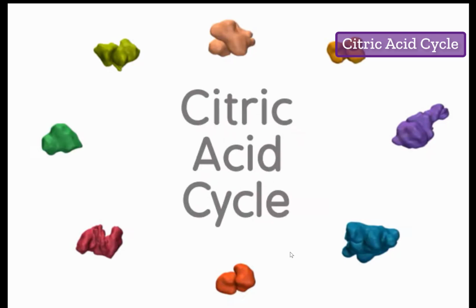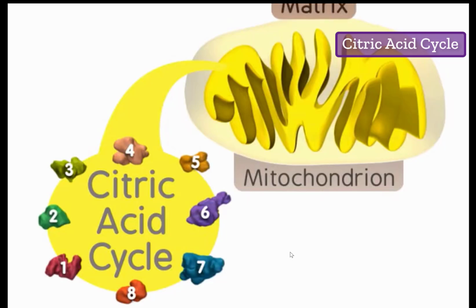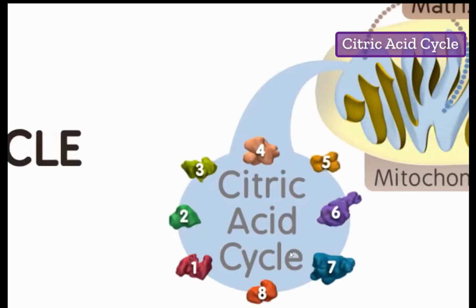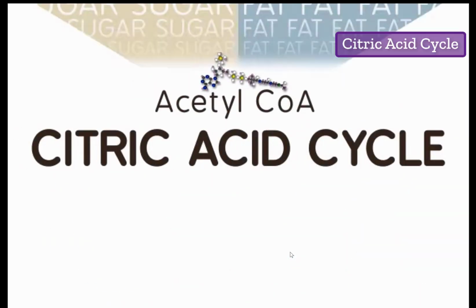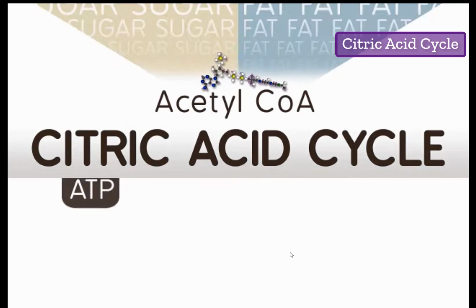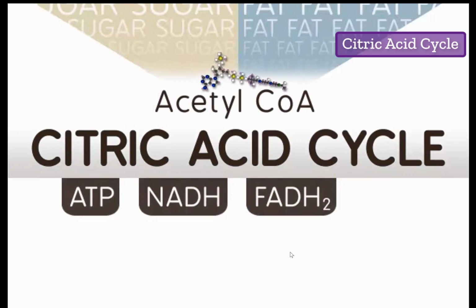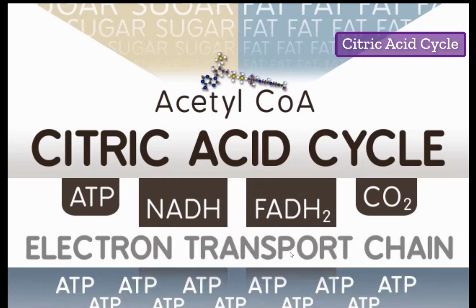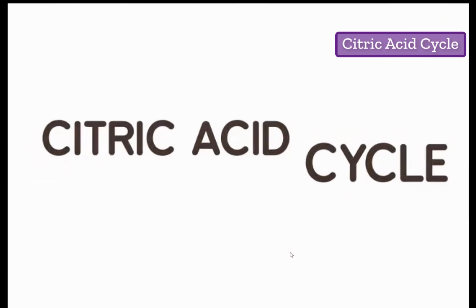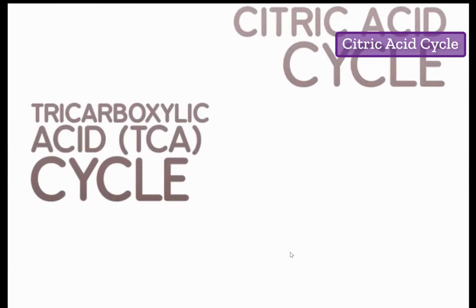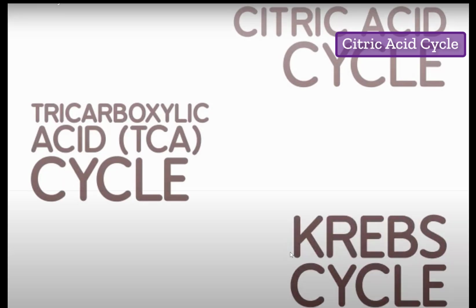The citric acid cycle is a series of chemical reactions that takes place in the mitochondrial matrix. This cycle uses acetyl-CoA derived from sugar and fat breakdown to form ATP, NADH, FADH2, and carbon dioxide. The NADH and FADH2 can be used to form additional ATP through the electron transport chain. The citric acid cycle goes by many names, including the tricarboxylic acid, or TCA cycle, and the Krebs cycle.